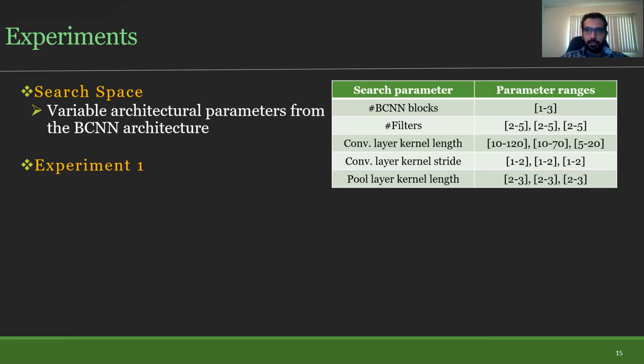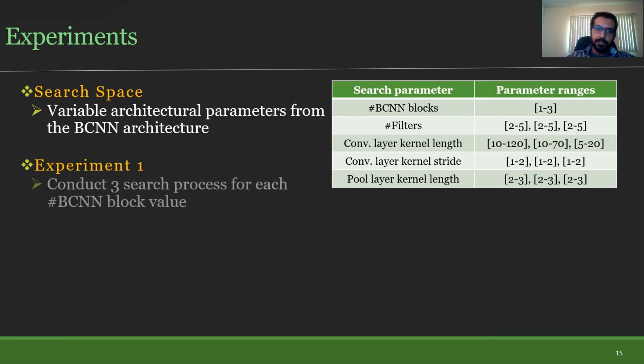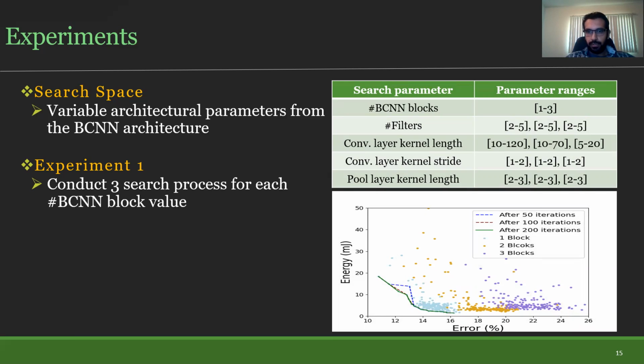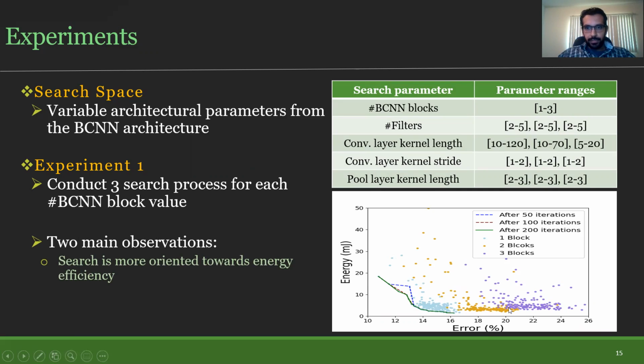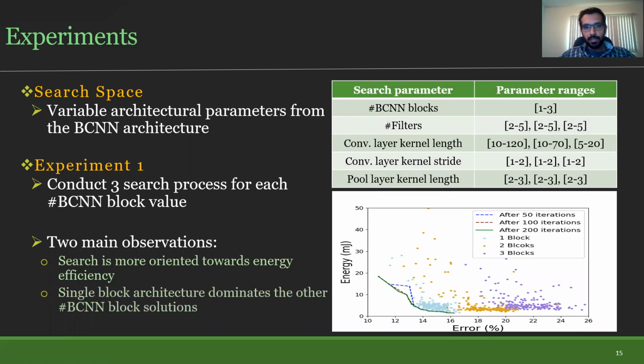For our experiment 1, we wanted to do the multi-objective Bayesian optimization on that search space, but we divided it into 3 child experiments, one for each BCNN block value. So this is the result, where as you can see the Pareto frontier between the energy and error function, where our goal was to minimize both objectives, and we can make 2 observations out of this. First is that the search is more oriented towards energy. This is obvious by the number of architectures that are explored at low values of the energy objective function, pointing downwards towards the vertical y-axis. And the second observation is that the single block architecture dominates the other 2 architectures.